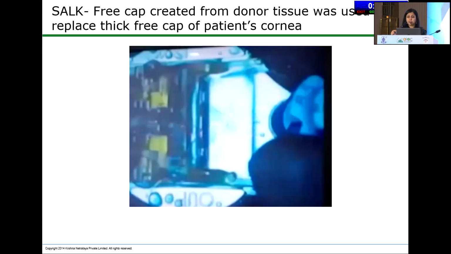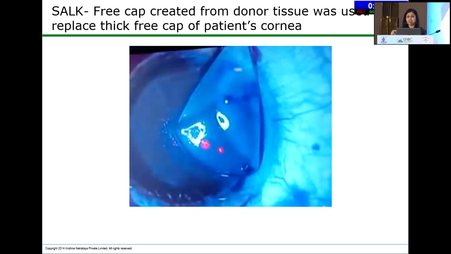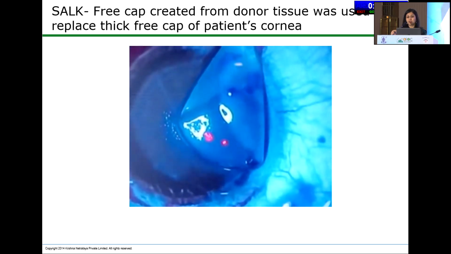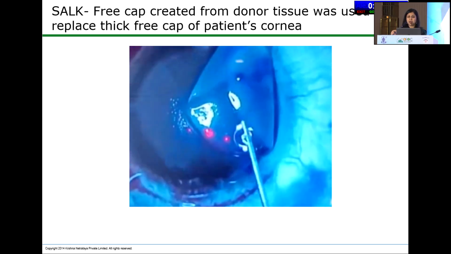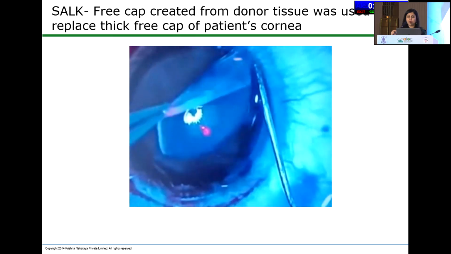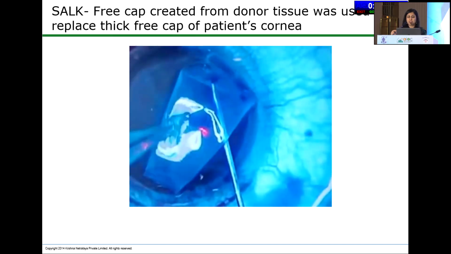It is important to be sure here that you can also mark the surface so that you don't miss the orientation of the flap. We used a letter S to mark this. And after the flap was taken, it was carefully apposed.